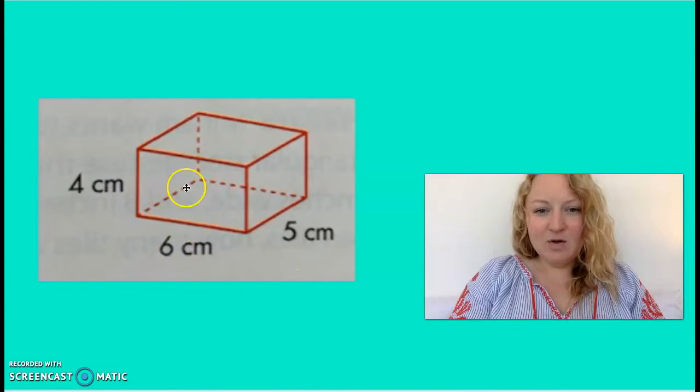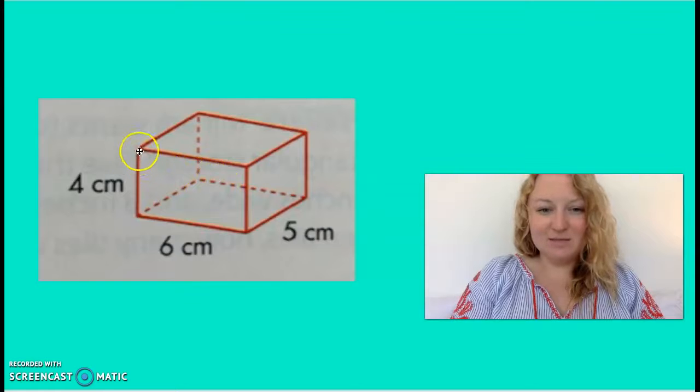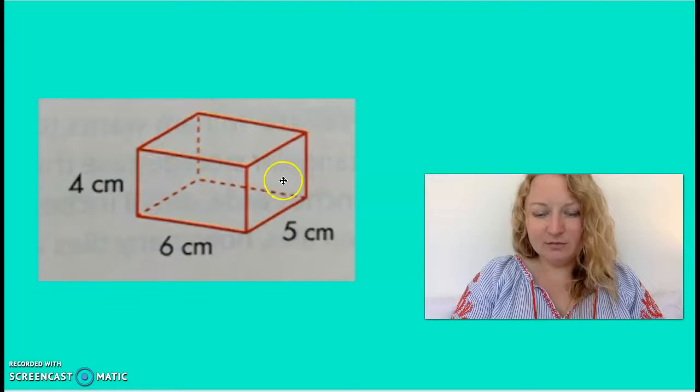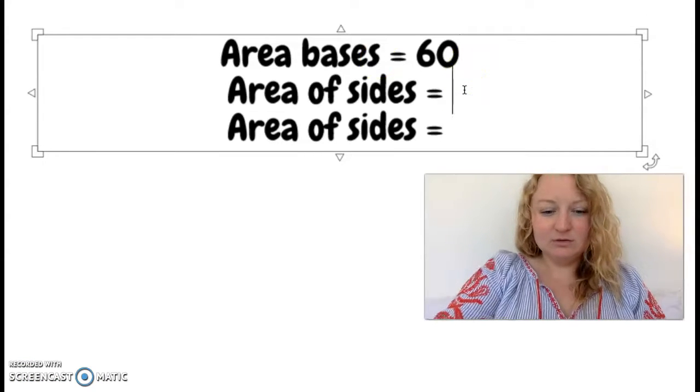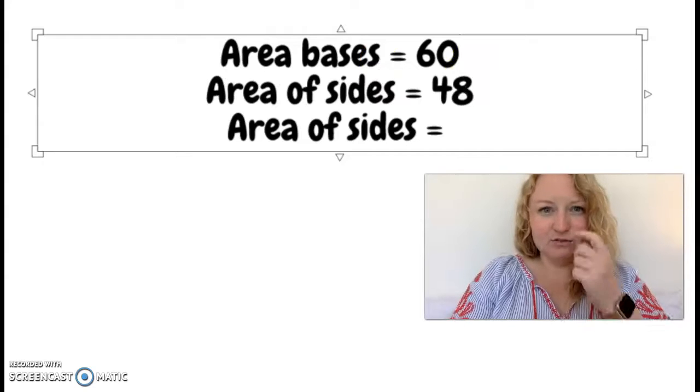All right, now I'm going to do this front side right here. My length times my width is 4 times 6, which is 24. And I have one in the front, and then I have another one like that right in the back. So 24 plus 24 is 48. So 2 of my sides together is 48.